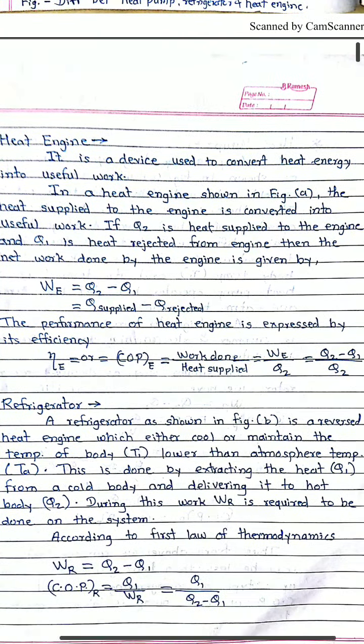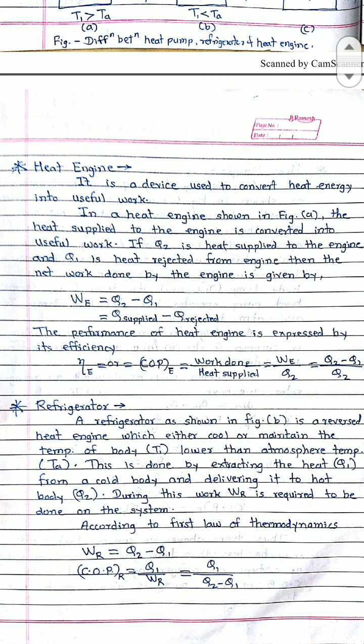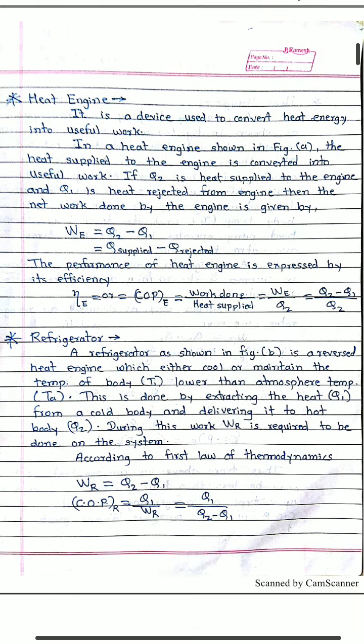So this is some basic theory regarding the heat engine and refrigerator. In a refrigerator the work is consumed, so for work consuming devices the work is Q2 minus Q1. In the case of a refrigerator we calculate the COP of the refrigerator. COP is the heat extracted divided by work input. Heat extracted is Q1 and work input is Q2 minus Q1. So this is the COP of a refrigerator.